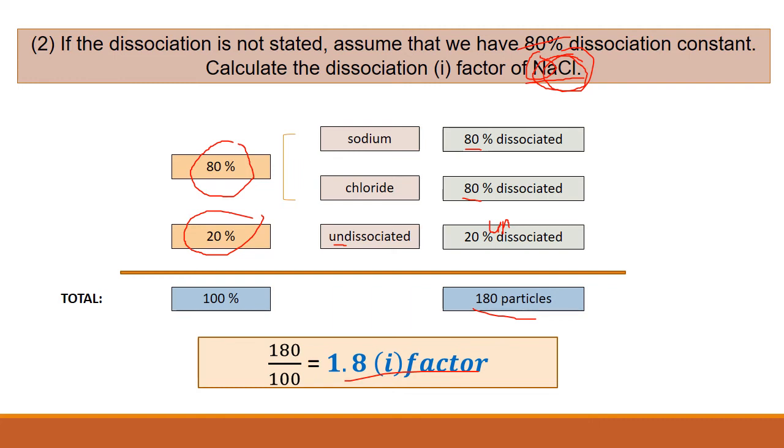And remember, this should be undissociated, not only dissociated. This is undissociated. So, 100 minus 80, we have 20% undissociation. So 80 plus 80 plus 20, we have 180 particles. To get the Van Hoff factor, we have to divide the particles by 100%. So, 180 divided by 100 is 1.8 dissociation factor for our sodium chloride.